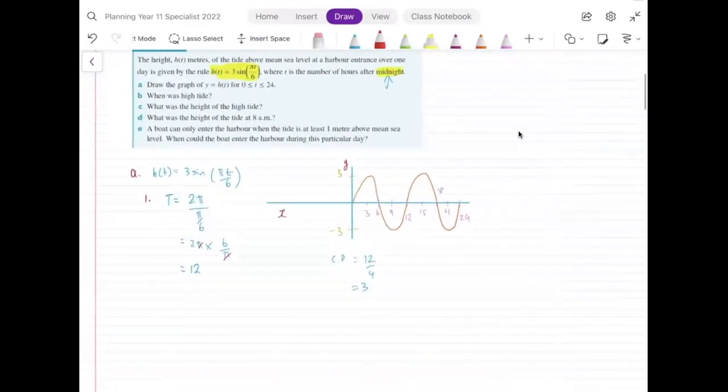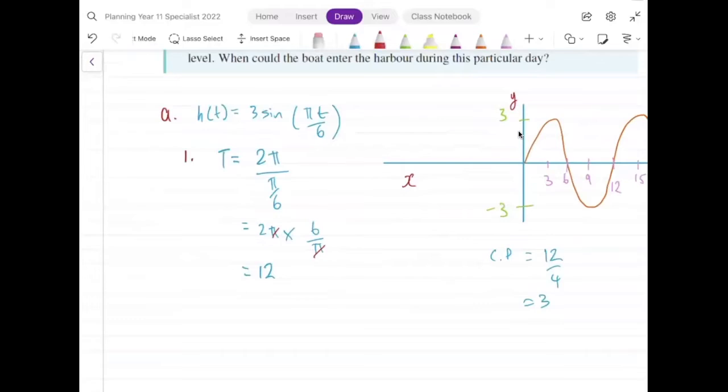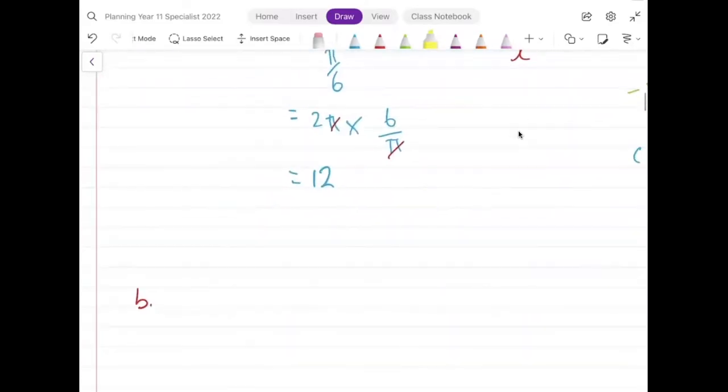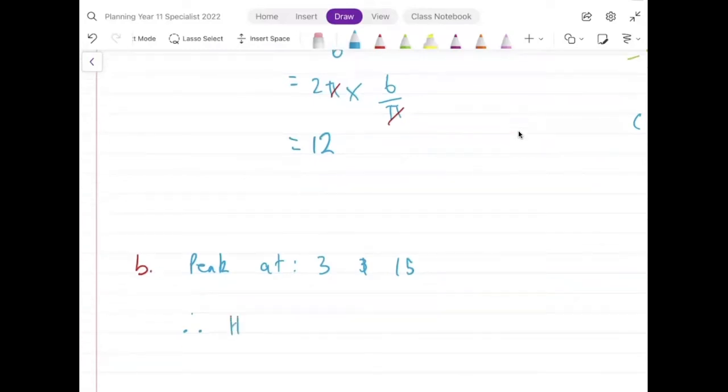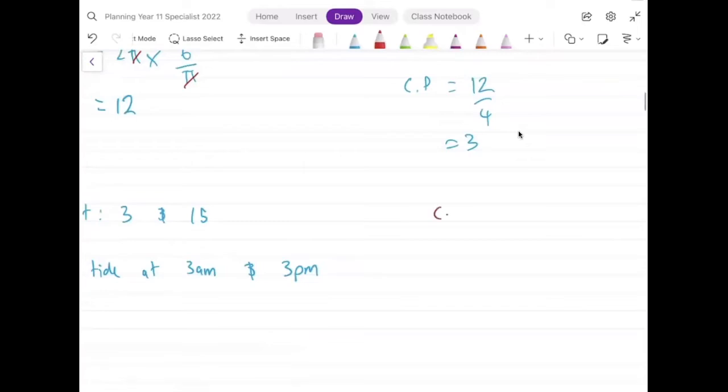Once we've got our graph, almost the rest of this is just interpreting the function that we've sketched. If I want to figure out when high tide was, that's going to be at my peaks. I have a peak at 3 hours and a peak at 15 hours, so I'm going to have a high tide. Just write peak 3 and 15. So therefore high tide is at 3 a.m. and 3 p.m., or 1500 if it's 24-hour time. Part C says, what is the height at high tide? The height is just the amplitude of my function, which equals 3 meters.